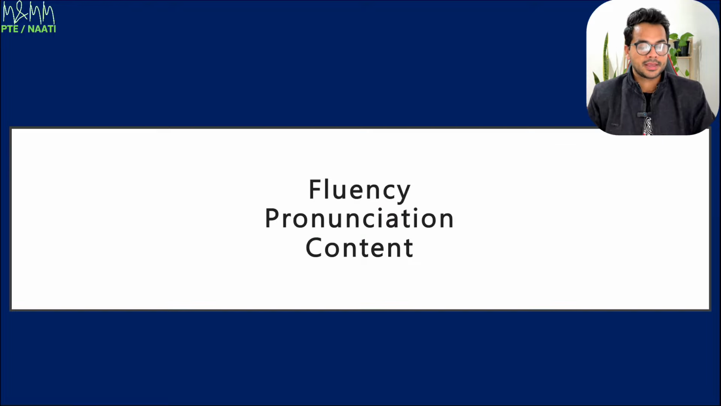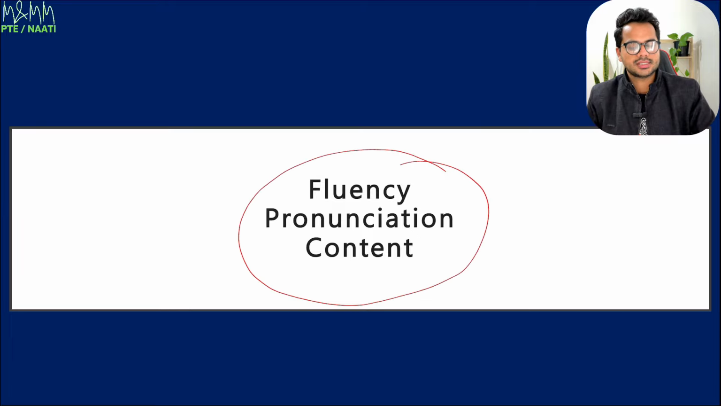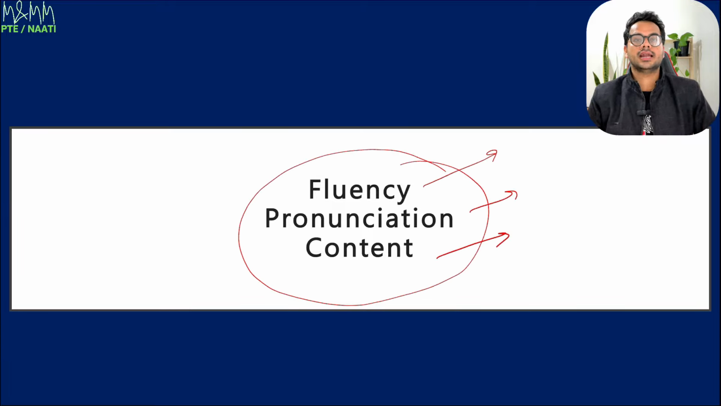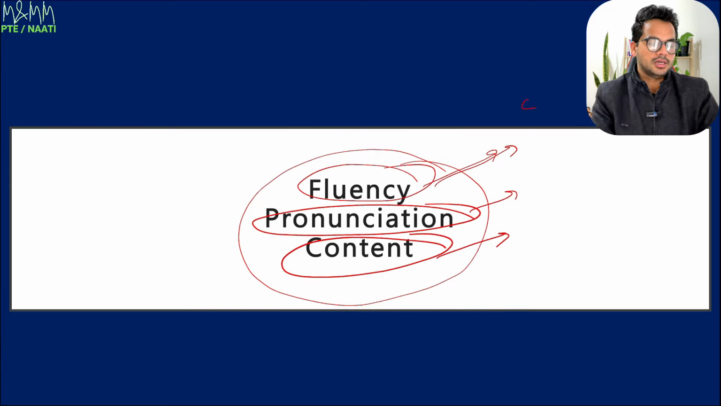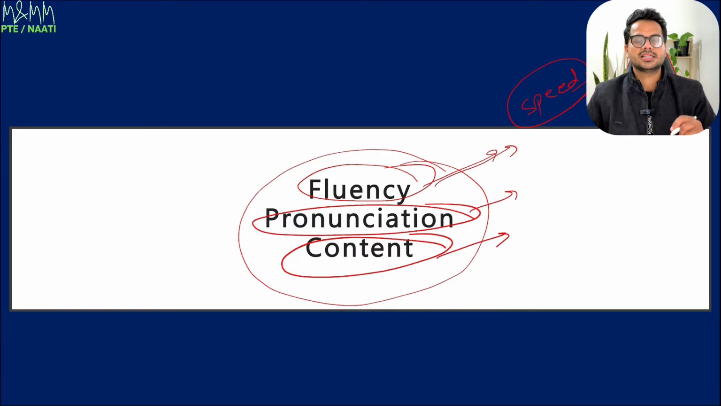Let's have a look. The very first thing is we have to understand these three things: your fluency, pronunciation, and content. Now, what do we have to follow for all these three? Fluency, the very first thing, we just have to make sure it has nothing to do with speed. That's the very first misconception that I want to clear over here. Fluency doesn't have to do anything with your speed. Now, when I say that, it doesn't mean you have to speak very slow and you can still get your scores. You have to follow a natural speed.